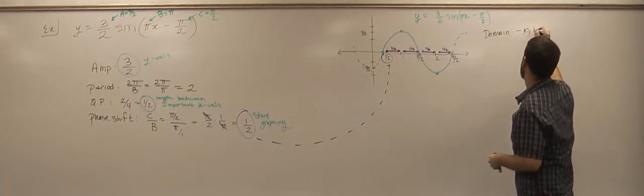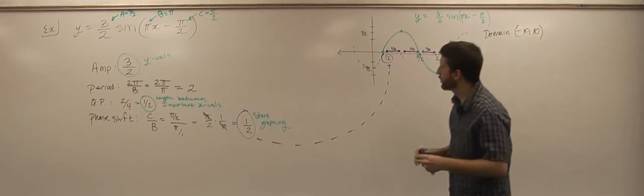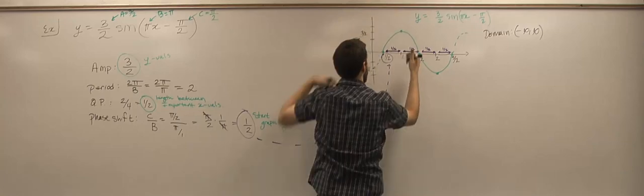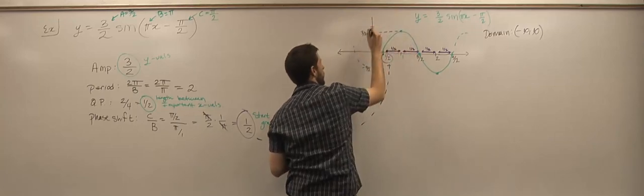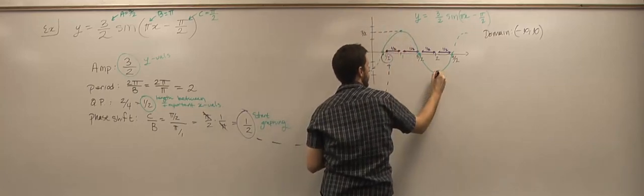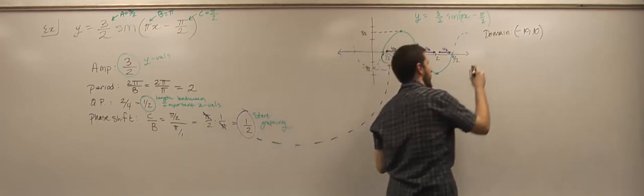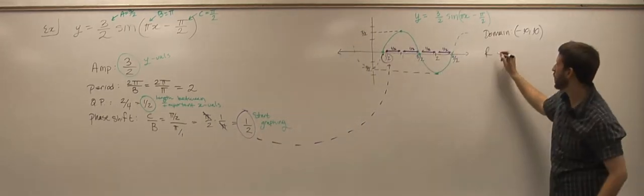All right, what about range? You kind of try to fit this guy in a box. The highest y value here is 3/2, and the lowest y value here is negative 3/2. So that's your range, lowest to highest y value.